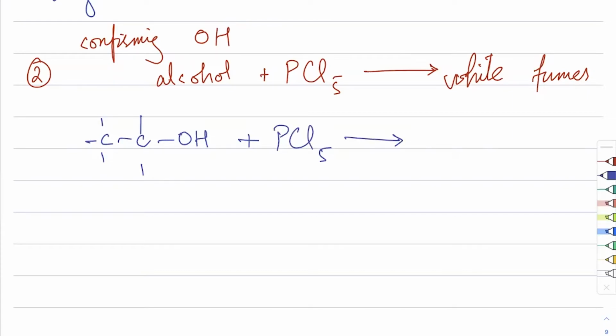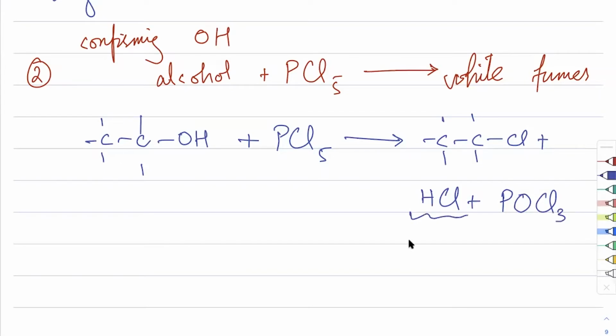One chlorine goes and replaces OH. So you have chloroethane. One chlorine goes and forms HCl. The other three stay there and form POCl3. And there you go. That HCl is going to give us white fumes. And because of those white fumes, we are able to see that, yes, we have OH. The reason it happens is that first the chlorine comes in and then the OH breaks down.